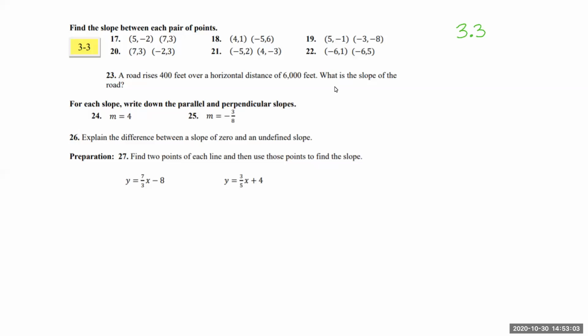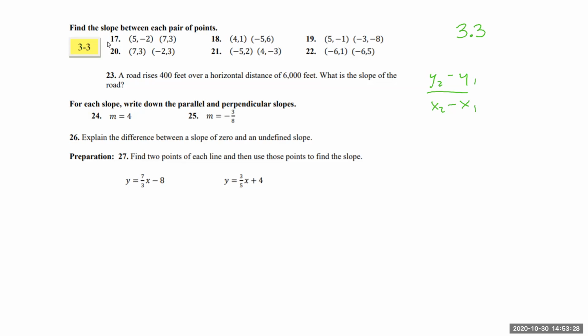Okay, guys, so here we are in section 3.3. We're going to be going through questions 17 through 27. For the first 6 questions, we're actually going to be using the formula y2 minus y1 over x2 minus x1. That is because this is how you find the slope between 2 pairs of points. We're going to be using both pairs of points to be able to find that.